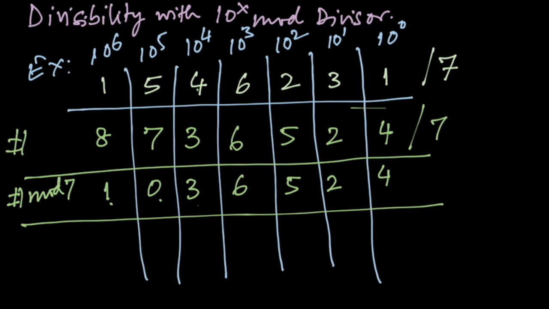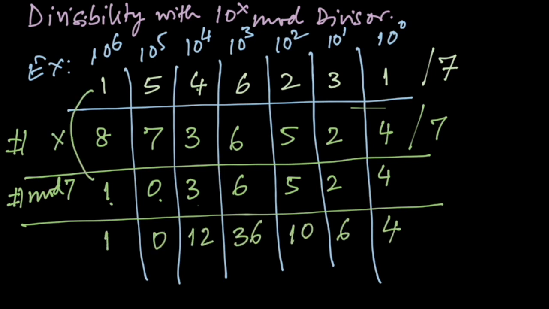Now we are going to multiply this remainder with this remainder at each place. So 1 times 1, 1. 5 times 0, 0. 4 times 3, 12. 6 times 6, 36. 2 times 5, 10. 3 times 2, 6. 1 times 4, 4.